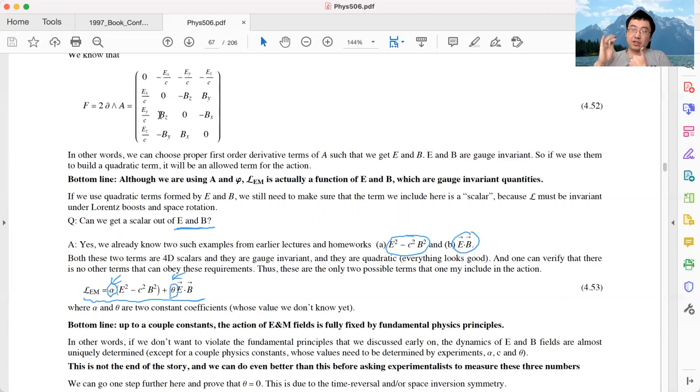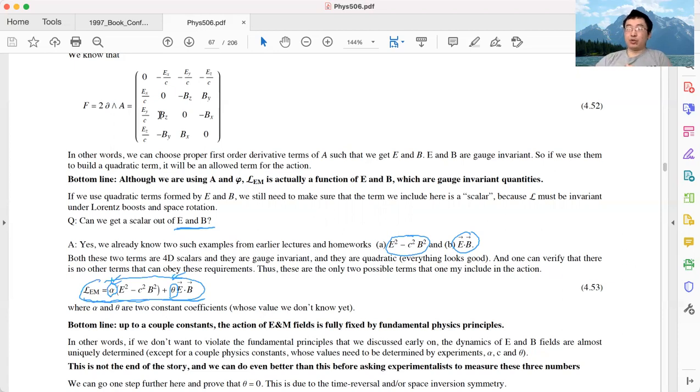Symmetry here means Lorentz boost, 3D rotation, combined together as 4D rotation, and the gauge symmetry. Okay. So this action, no matter which gauge you choose, you will have the same action. It will not change. So from the symmetry point of view, we don't have freedom to choose the action. The symmetry is already determining the structure of the action.